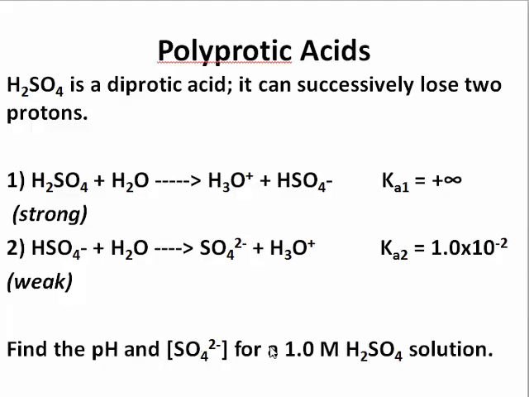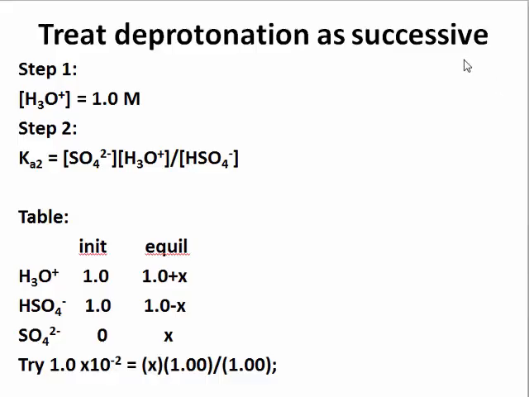Consider the pH and sulfate concentration for a 1 molar sulfuric acid solution. Essentially, the best thing to do is treat deprotonation as it actually occurs, which is successive. So at the end of step 1, if you assume a hypothetical equilibration, before we move on to step 2, there is 1.0 molar hydronium, or H plus, concentration.